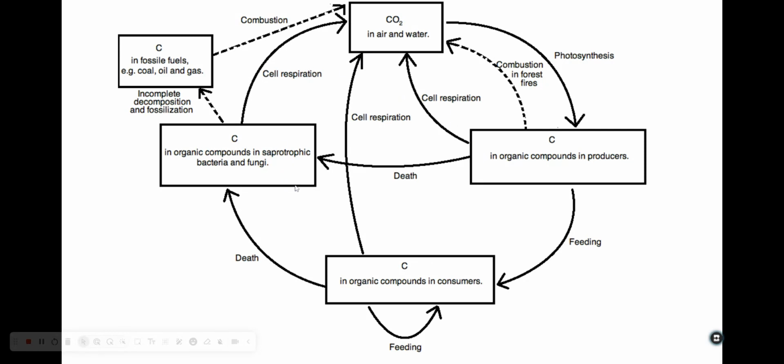How do we get it to the saprotrophs? Well, that's death. And then partial decomposition leads to fossil fuels. Remember, our coal comes from peat found in wetlands where it's anaerobic and acidic, whereas our oil and natural gas form in the ocean with marine animals or plants that were not fully decomposed. So they are both very high in hydrocarbons, high energy density, but they are formed in very different manners. Coal is formed from wetlands, oil and gas from marine organisms.